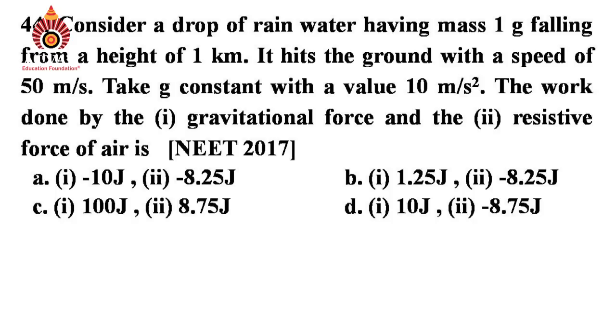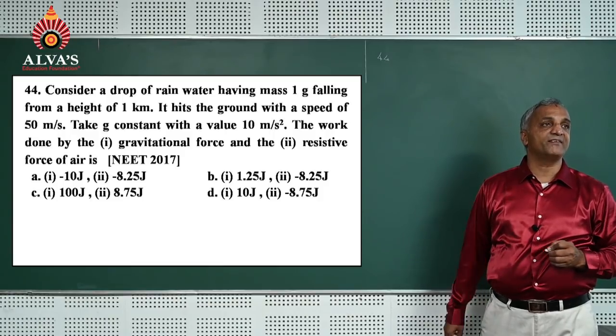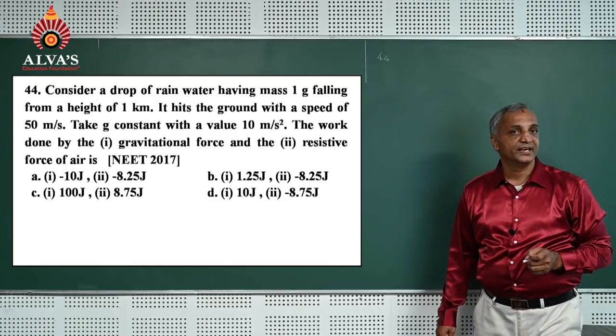Question number 44. Consider a drop of rain water having mass 1 gram falling from height 1 kilometer. It hits the ground with a speed of 50 meter per second. Take g as 10 meter per second square. Work done by the gravitational force and the resistive force of air is.